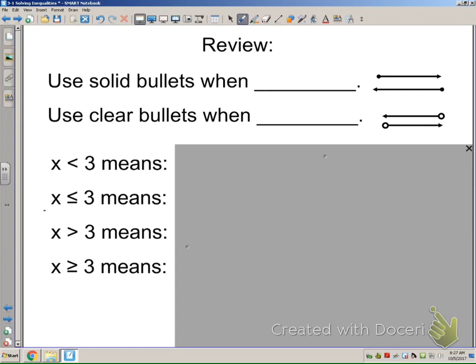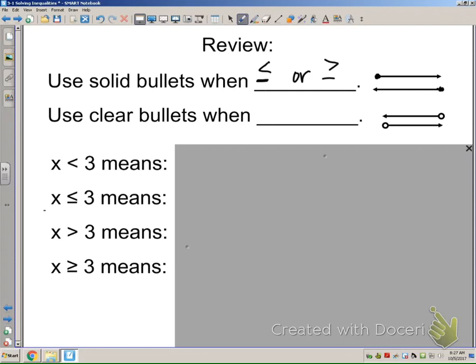Okay, so I use solid bullets when, hopefully you know this, there's an equal sign in there. So if it's less than or equal to, or if it's greater than or equal to, I use solid bullets. And I think of it as there's more to the sign, so there's more to the line that's filled in. There's more to the sign, there's the less than and the equal to, so I've got to show that more by filling in the circle. I'm showing that it's including that point. I use clear bullets if it's just less than or greater than with no equal to.